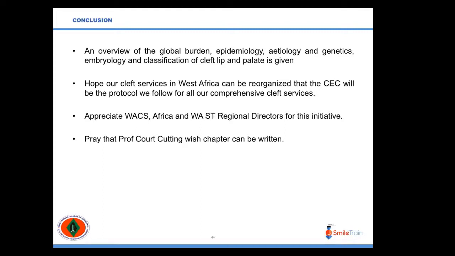I want to appreciate the West African College of Surgeons and the African and West African Smile Train Regional Directors for this initiative. This is a very brilliant initiative, in this lockdown period, and I hope that we continue to appreciate what they are doing.